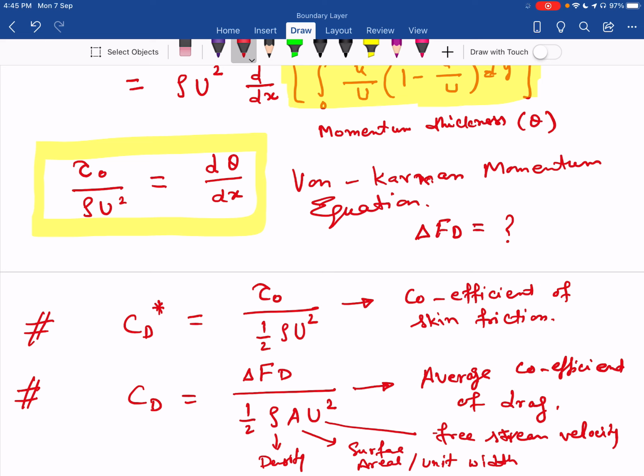So this is all about boundary layer in your syllabus. Okay, thank you very much.